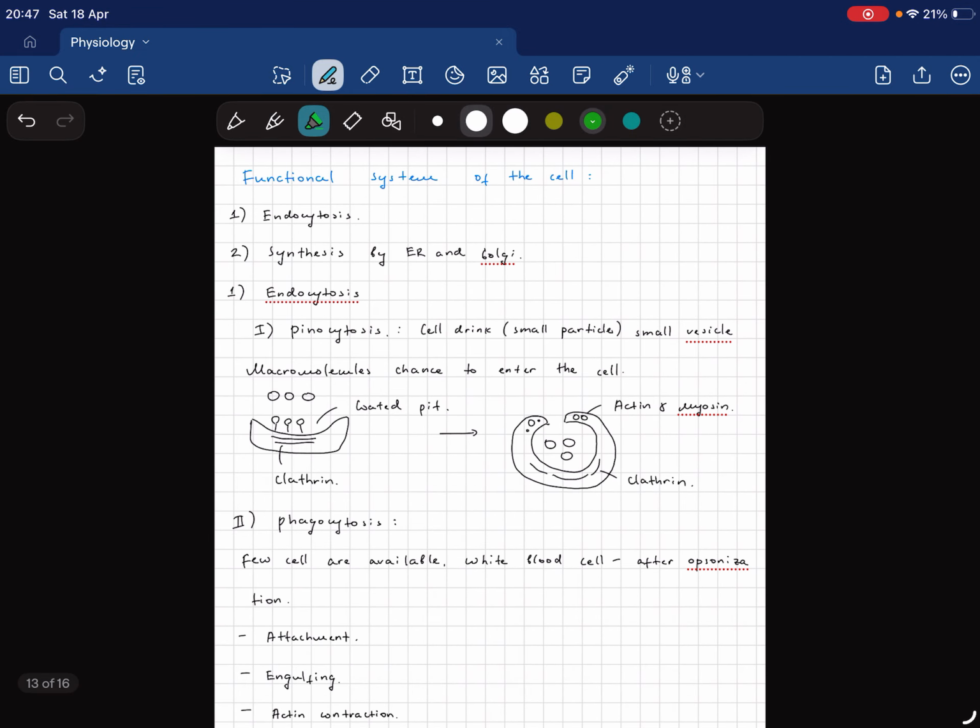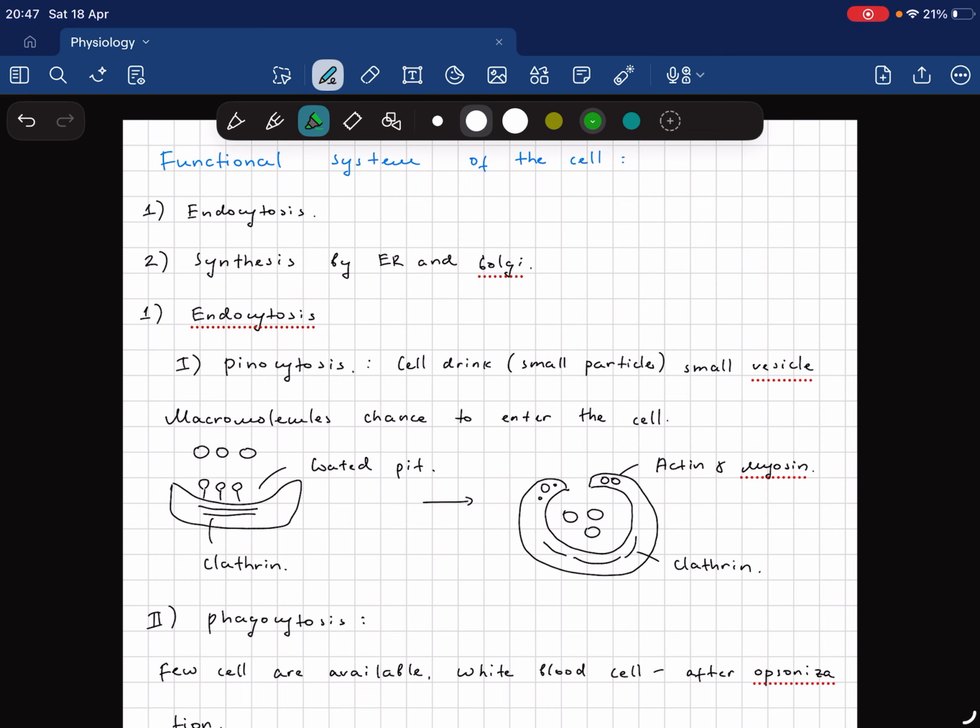Okay, next, functional system of the cell. So we just talked about some structures of the cell. Now let's talk about the function. In this topic, I will talk about endocytosis and the synthesis by the endoplasmic reticulum and the Golgi apparatus.